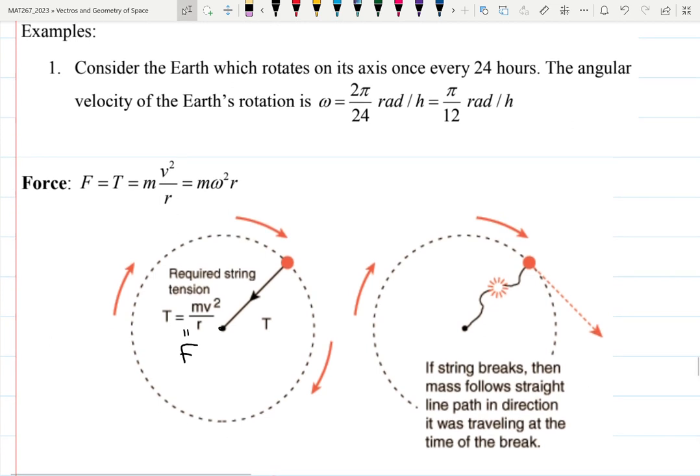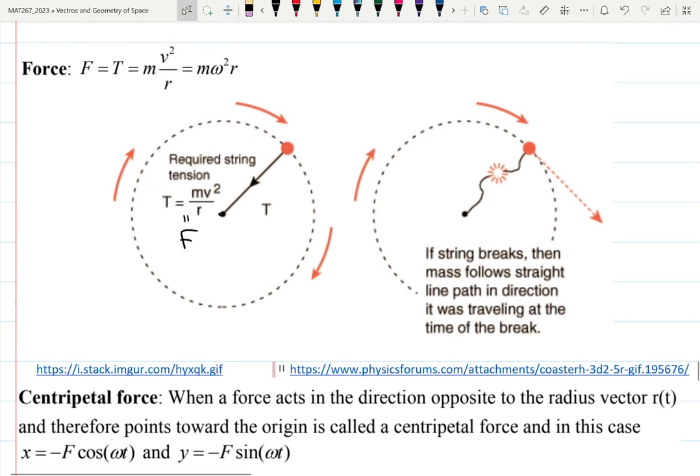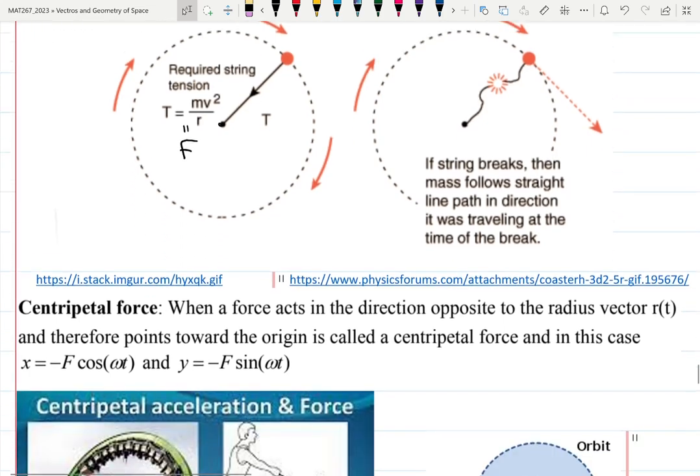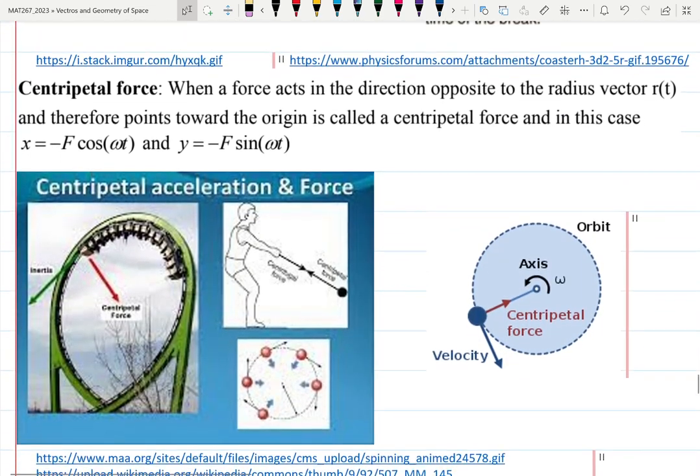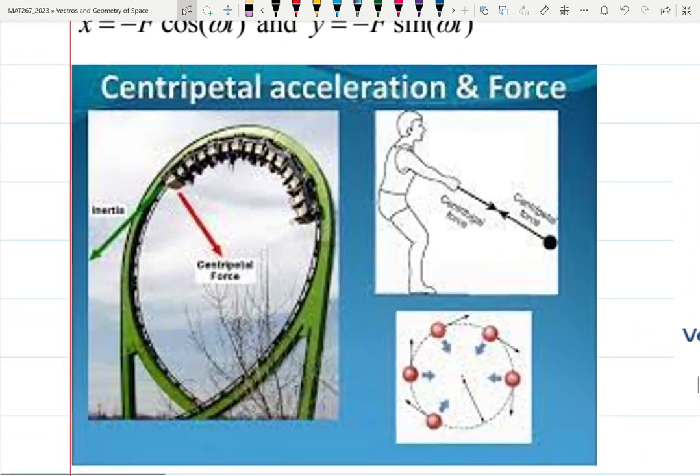Consider the Earth rotating on its axis once every 24 hours. The angular velocity of the Earth's rotation will be this, 2 pi over 24. That's the idea. Force, this is how it looks. And this is, I think, a pretty cool example.